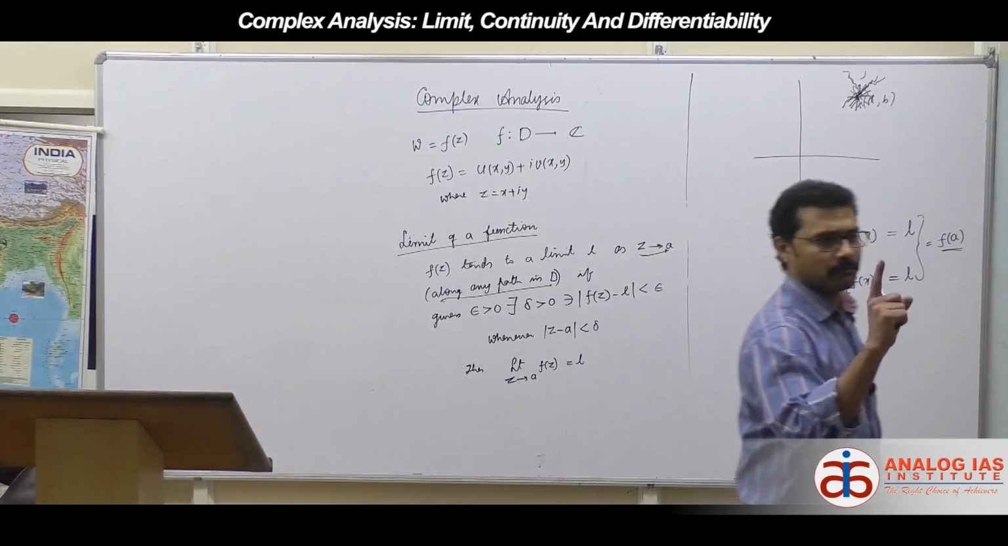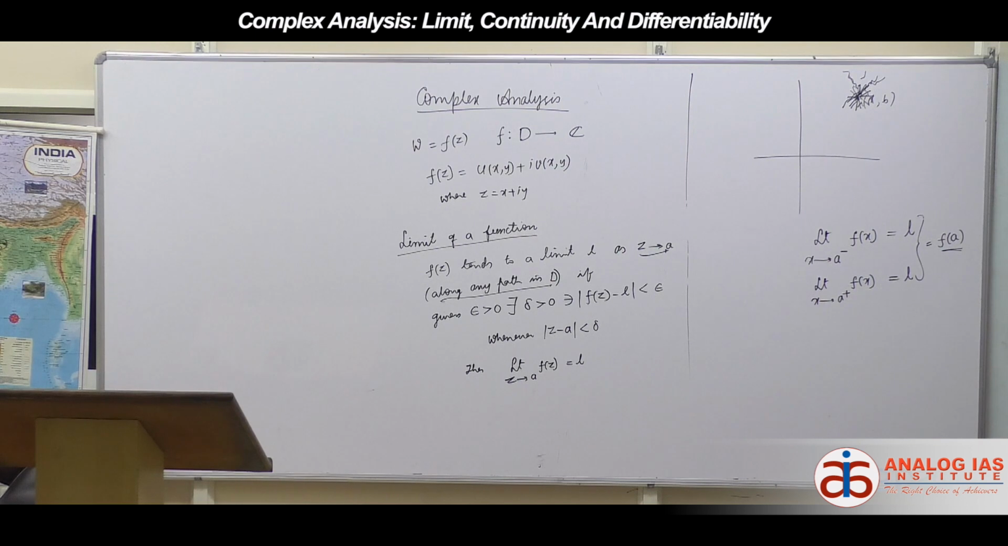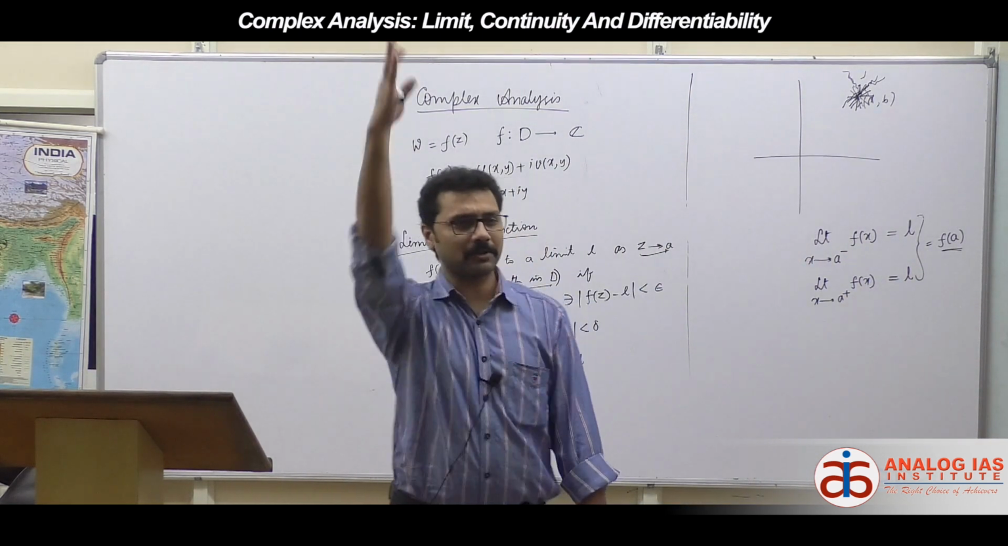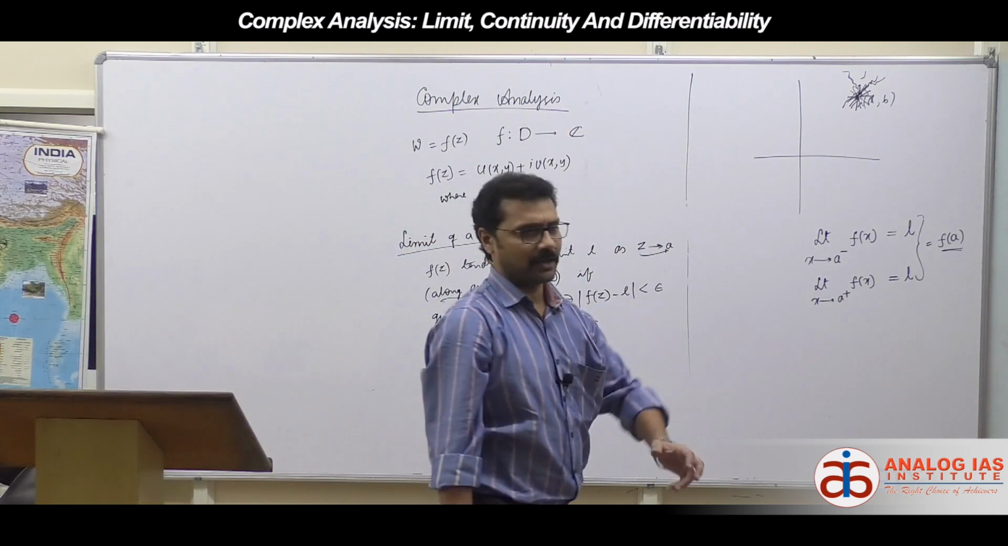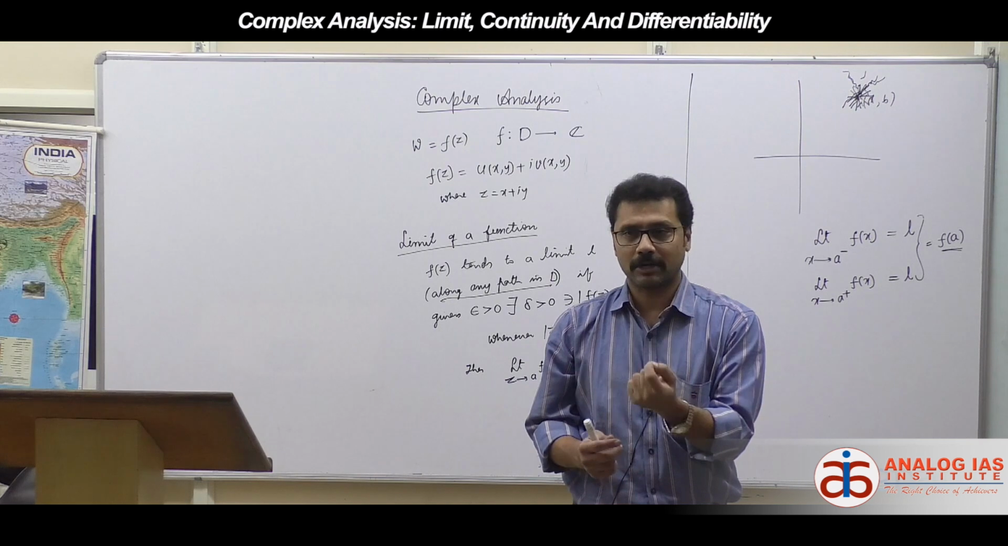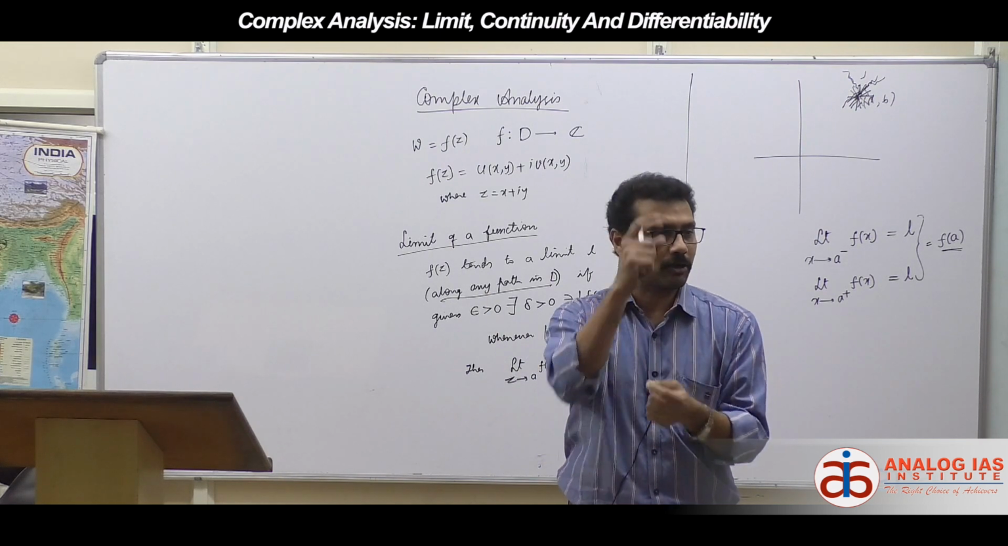If at least one of the limits is different from the rest of them, then the limit does not exist. Forget about continuity. Continuity comes later. First you need to have that limit. To have that limit, it's not about left limit or right limit, top limit, bottom limit.